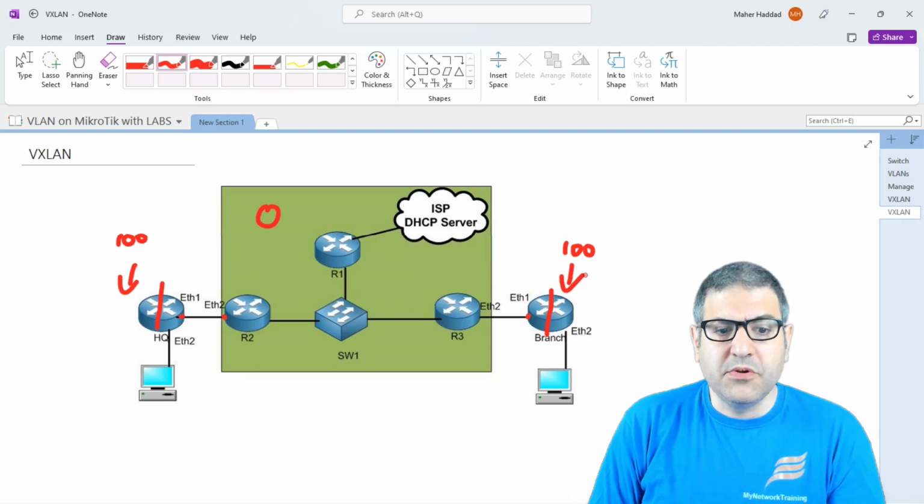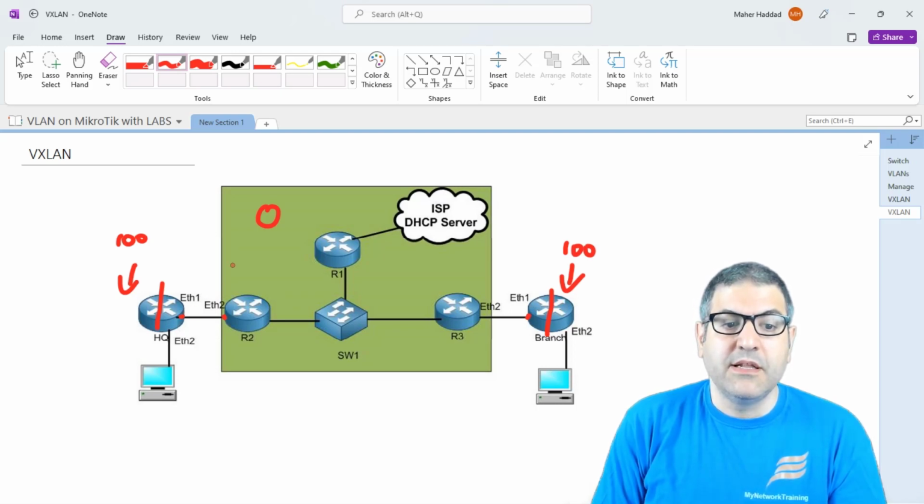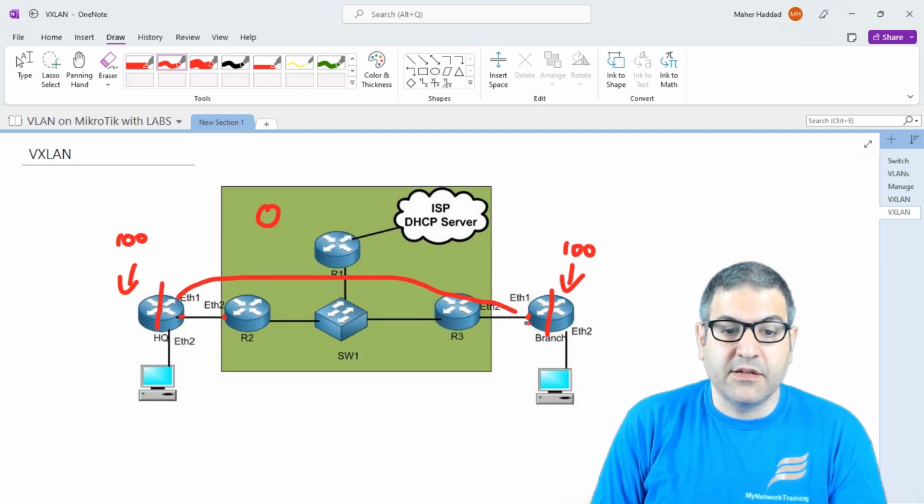Now, once we do that, I have to do the VTEP, as I said. So it's the endpoint. I have to say for this headquarter that my remote endpoint is this IP, which is on this branch. And this branch has to say that the remote IP is this one. Then in this case, what's going to happen? The VXLAN would create a kind of tunnel here.